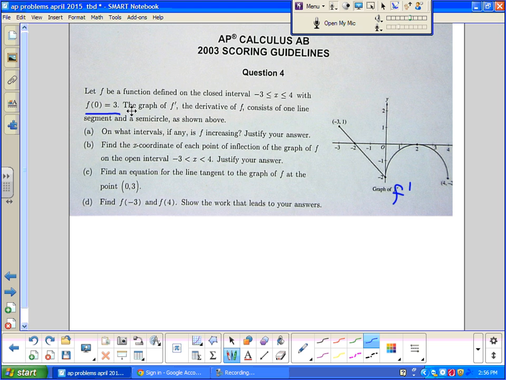Oh boy. They tell you that so you can find the area under those curves. So you can make shapes, guys. That's why they tell you that. On what intervals, if any, is f increasing? Guys, this is a derivative.